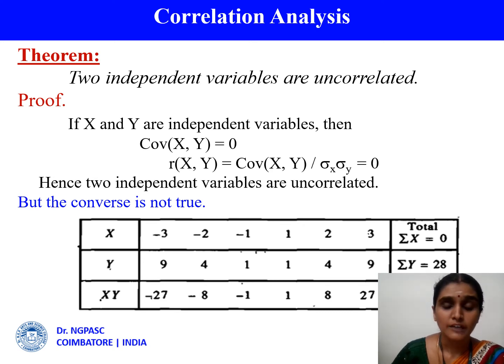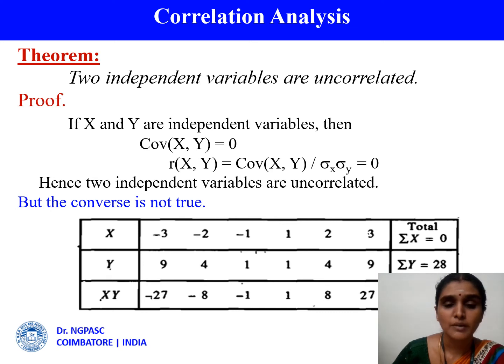The next property is two independent variables are uncorrelated. That means if the variables x and y are independent, then their correlation coefficient r is equal to 0. So assume that x and y are independent variables and our aim is to prove r of x comma y is equal to 0.